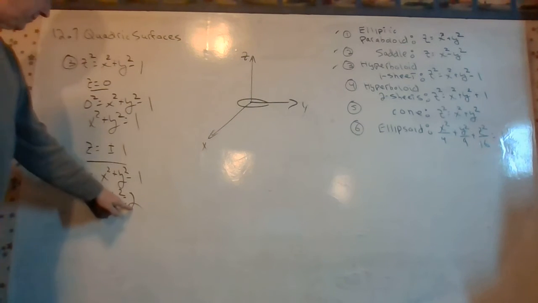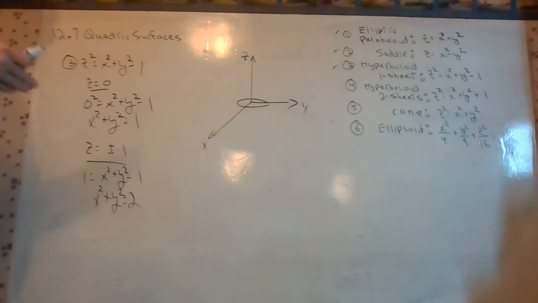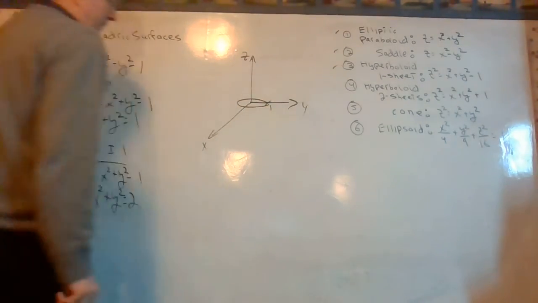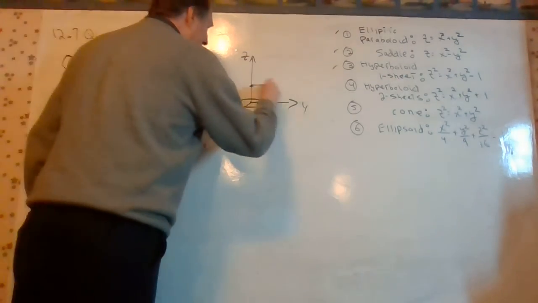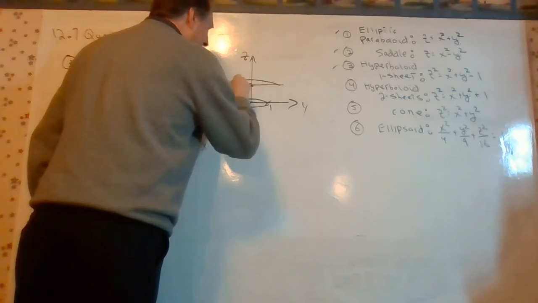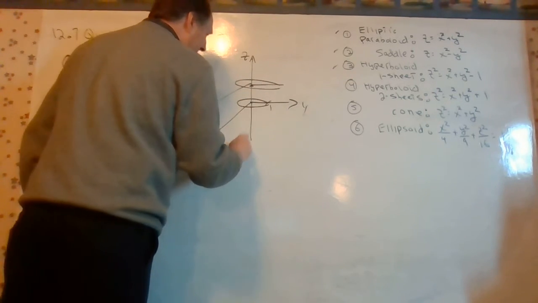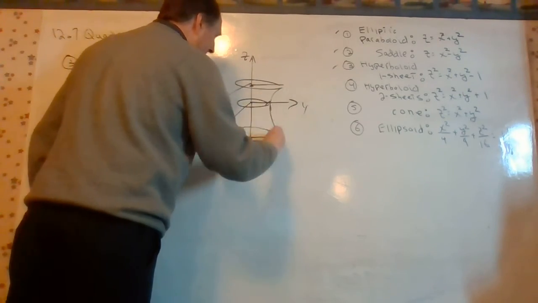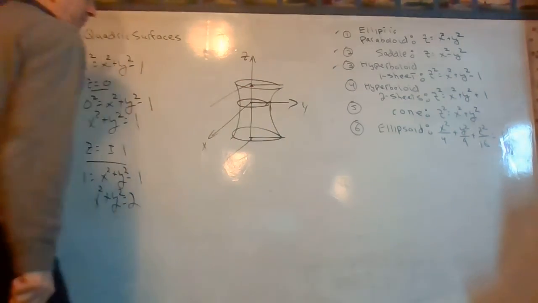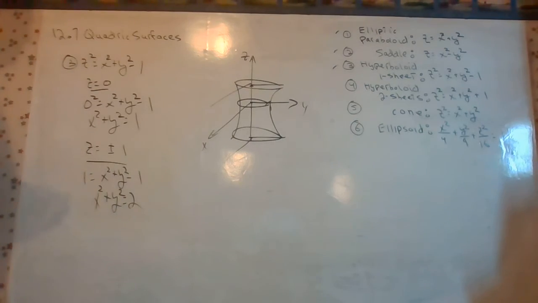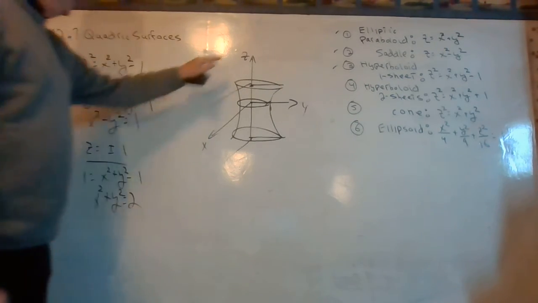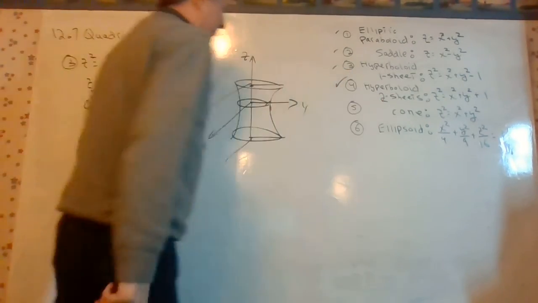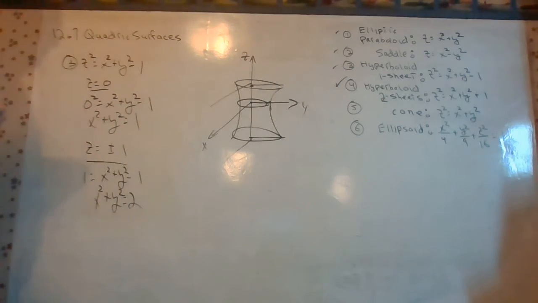x squared plus y squared equals 2. Guess what? The radius is about 1.4. Here the radius is 1. Then we move up and we have a bigger radius, and we move down and we have a bigger radius. And that gives us the shape. It's a hyperboloid of one sheet. It's one connected surface. When we do this one, you'll understand where the one sheet significance comes from.